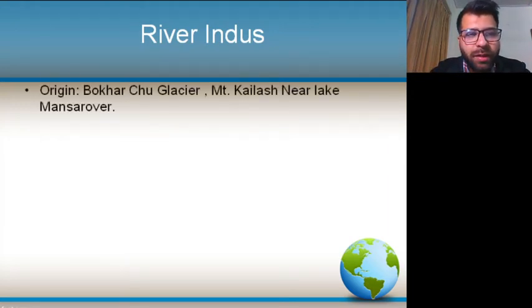Now, the river does not originate from India. Once we study the map, I'll tell you why it is also called an antecedent river. The river rises from Mount Kailash, Kailash Mansarovar, you might have heard, and the origin is very close to Lake Mansarovar. The actual point is Bokhar Chu Glacier, that is in Mount Kailash.